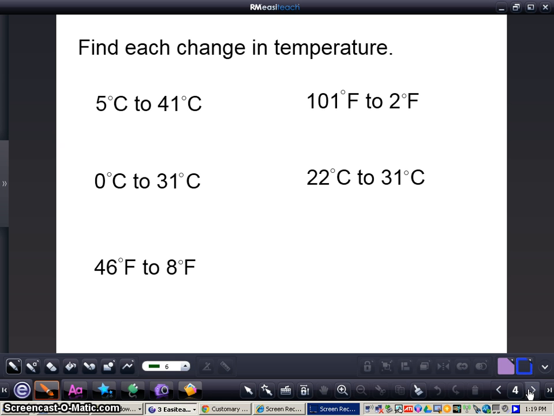So if I'm going from 5 degrees Celsius to 41 degrees Celsius, you can see that my numbers did increase. Okay, so what I do is I take 41 minus 5, that equals 36 degrees. Okay, 36 degrees Celsius increase.